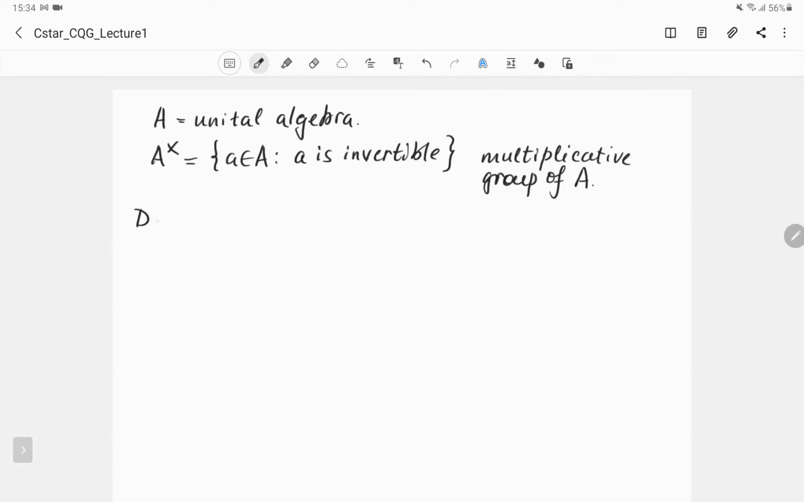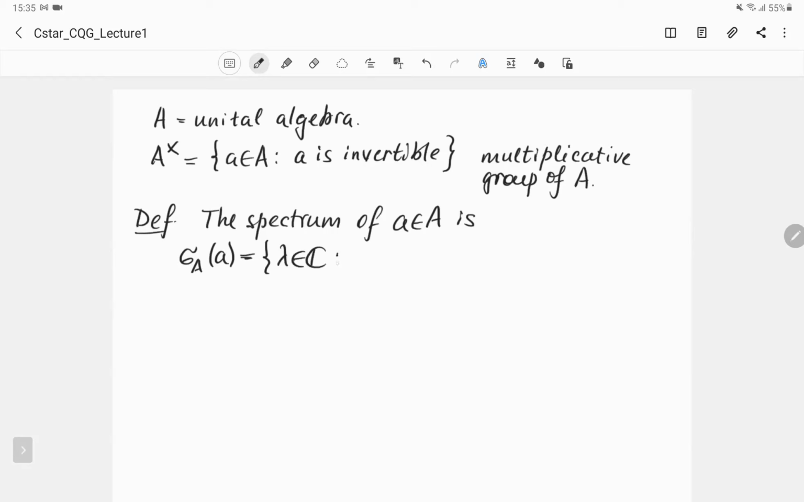Now the definition of spectrum of any element in our algebra looks as follows. The spectrum of an element little a in our algebra is a subset of the complex plane, denoted by sigma of a. It consists of all complex numbers lambda, such that a minus lambda is not invertible.